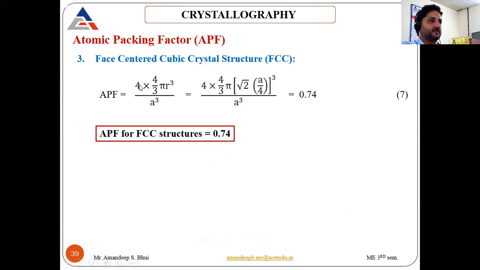So here we will have 4 into 4 upon 3 pi R cube divided by A cube. Here we will substitute the value of R that we evaluated previously, which was under the root of 2A by 4. If we solve this equation, the value comes out to be 0.74. So the APF, atomic packing factor, for an FCC structure is 0.74.